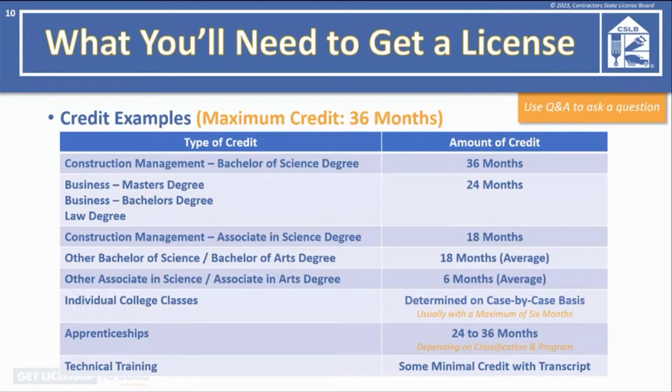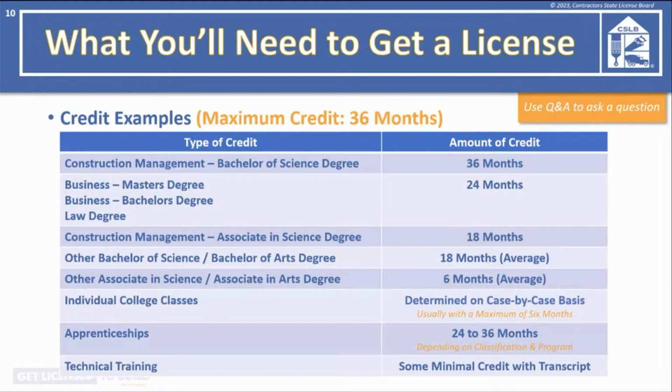An associate's in science degree in construction management will give you 18 months credit. A bachelor's degree in some other major will get you an average of 18 months credit. The associate degree in a major besides construction management will get you an average of 6 months credit. Credit for individual college classes is given on a case-by-case basis, usually with a maximum of 6 months credit.